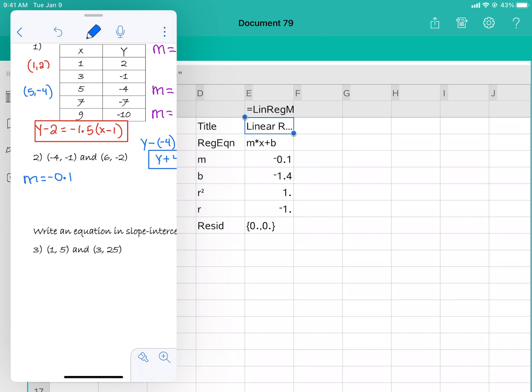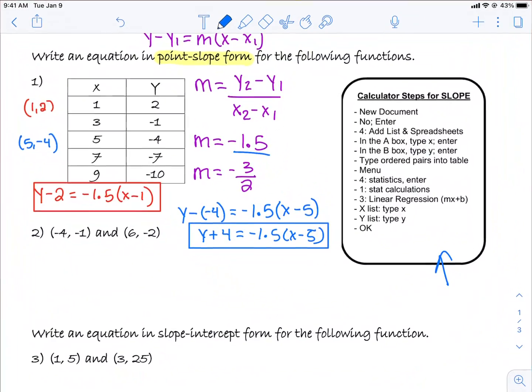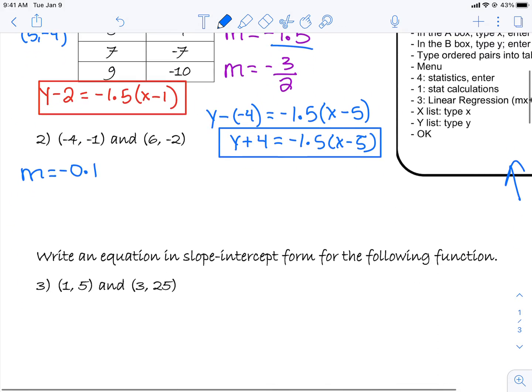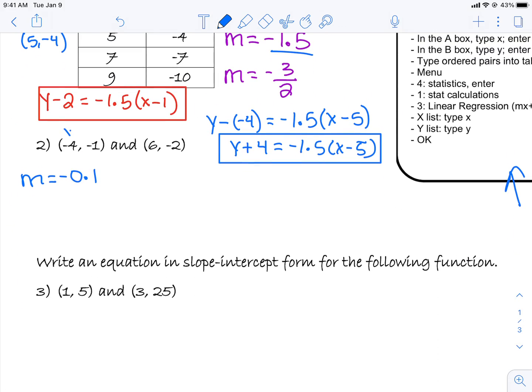And for this one, because I'm still doing point slope formula, I do not need the y-intercept. So I'm just going to go back to the notes. My slope is that. So again, I can use this as my x1 and my y1 and plug it in.